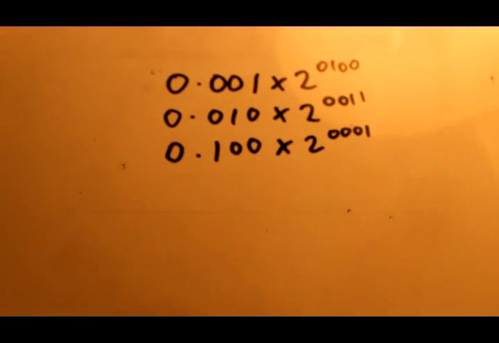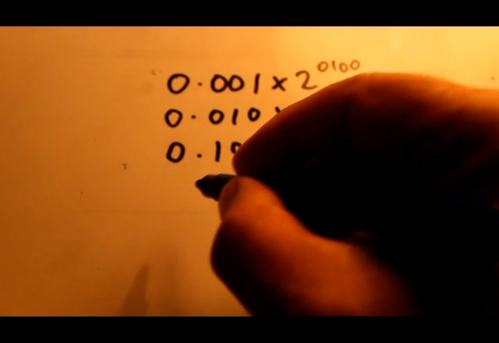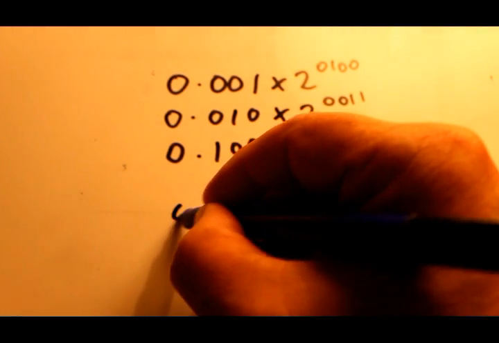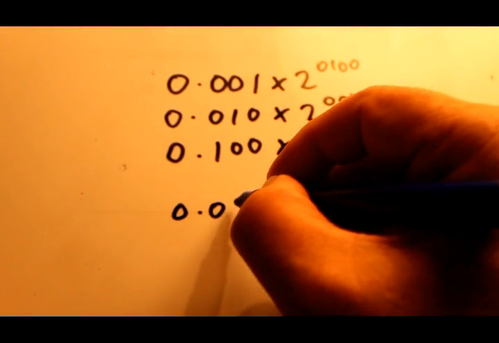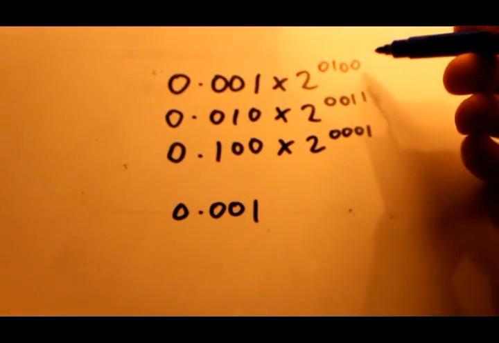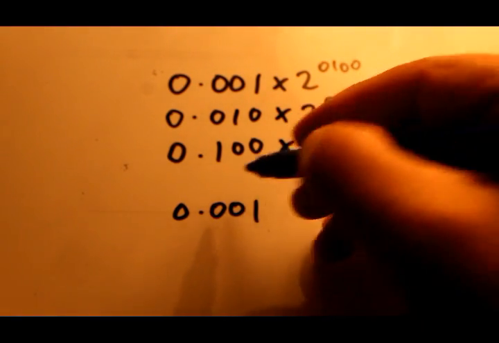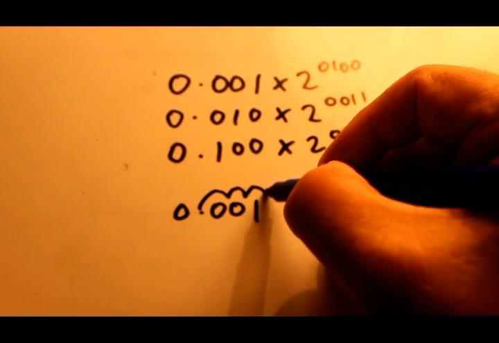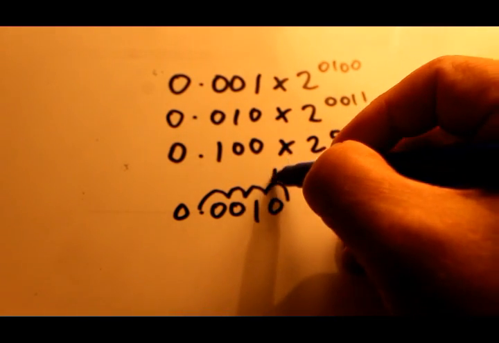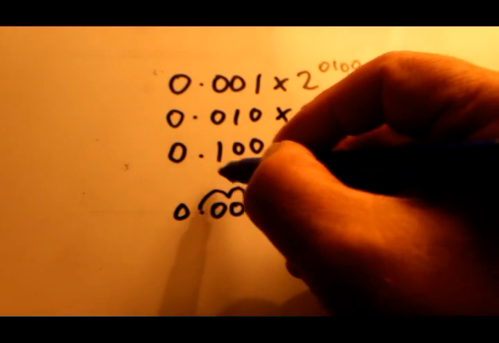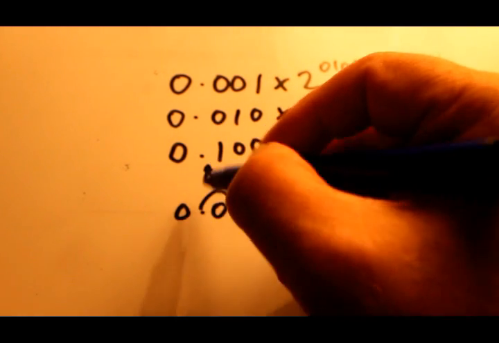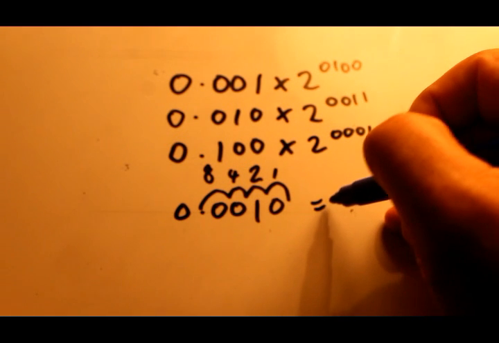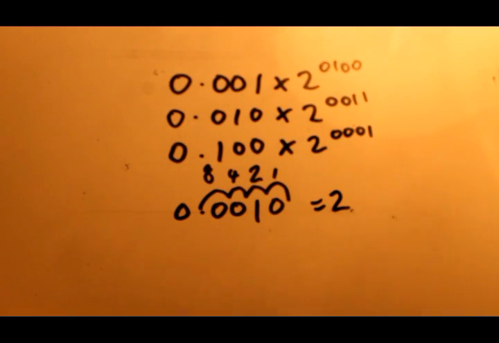But if we work these out, let's do the first one. So we've got 0.001 and we can see the exponent is 4. So if we float it 4 places, 1, 2, 3, 4, we then have the number 2. Okay, so we've got the number 2 for the first one.